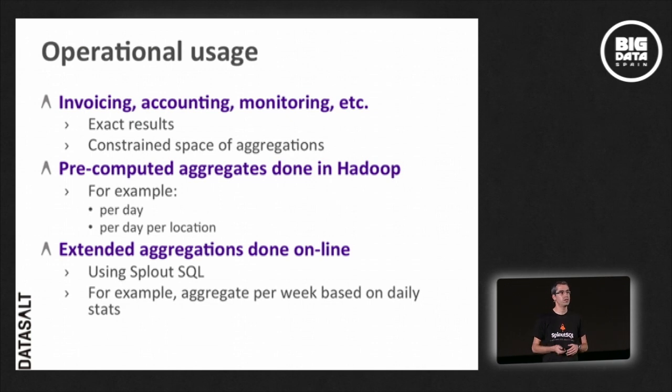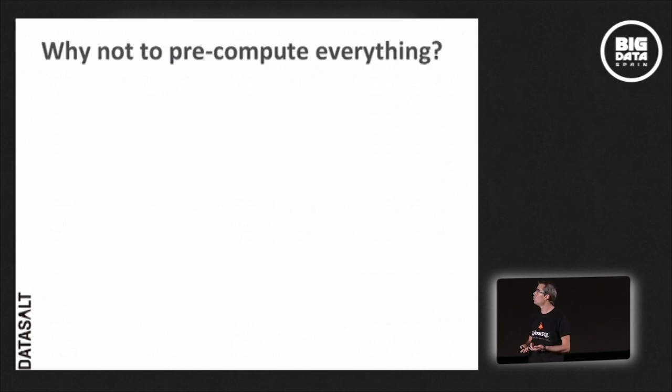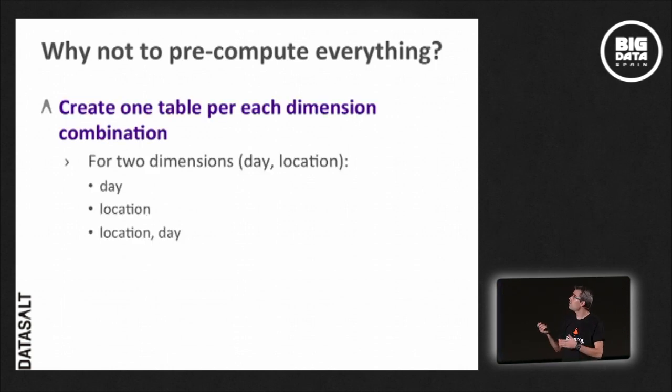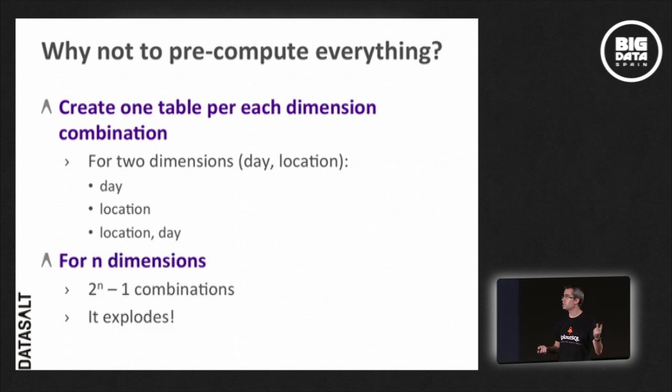Okay, that is the first way of doing it, and you can ask, why don't you pre-compute everything? Why are you doing pre-computations and then online computations? The answer is the following. Imagine that we want to perform all the pre-computations for 2 dimensions, day and location. In that case, we will have to generate 3 tables: day, location, and day-location. Okay, for 2 it's fine, but imagine that you have n dimensions. In that case, it obviously explodes. The amount of data you have to generate is so big that it's impossible to deploy it to any Splout SQL server.